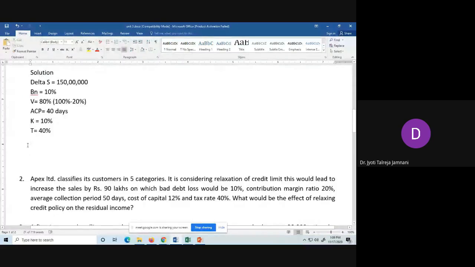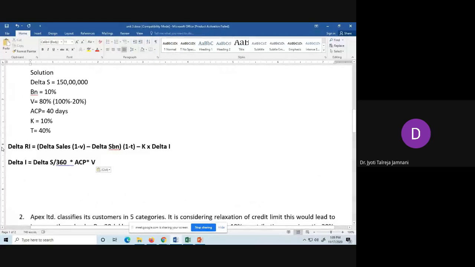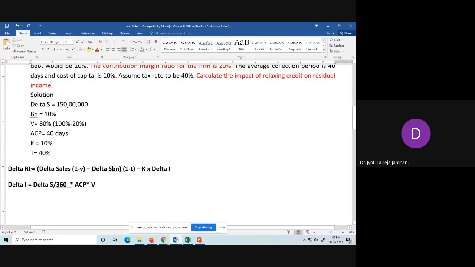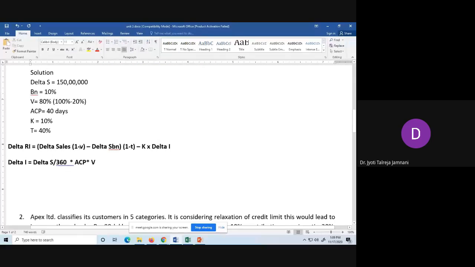to find the answers. We have to find delta RI. That's what is asked here. Calculate the impact on the residual income. To calculate the impact, we need the change in residual income. Now, before going into this, we first need the value of delta I, which is nothing but change in investment. So, we'll first find the value of delta I.